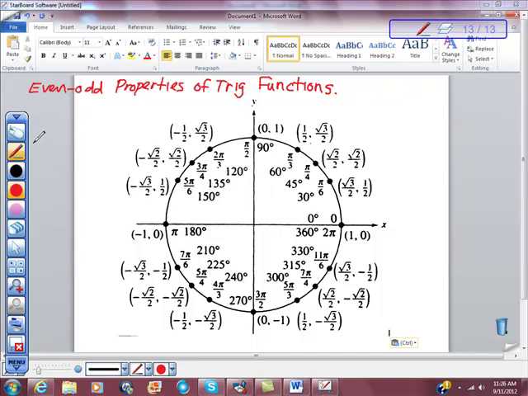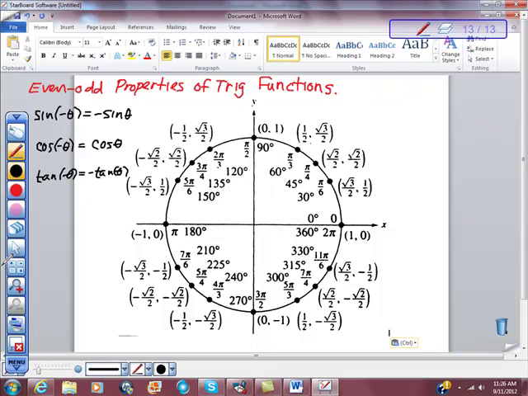So even-odd properties of trigonometric functions is not the hardest thing in the world. It seems really weird. It looks a little bit like this. We say that sine of negative theta is actually the opposite of sine theta. Cosine of negative theta is equal to, well, cosine of theta. And lastly, I'm only going to do these three because the rest of them should make sense on their own. Tan of negative theta is equal to negative, or the opposite of, tan of theta.